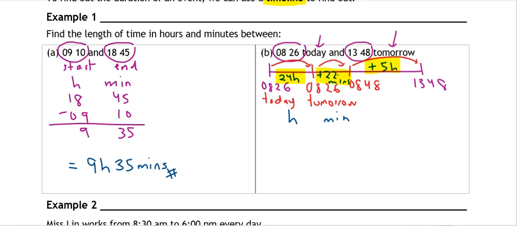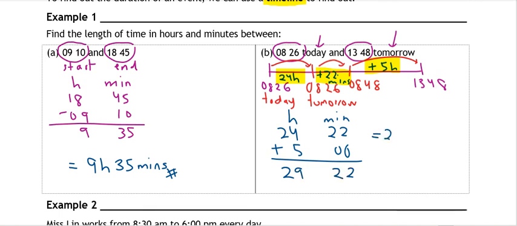Okay, here this is quite easy. You already have the hours and the minutes, so you just put 24 hours and 22 minutes, and you add this with 5 hours and 0 minutes because there are no minutes. So overall you have 29 hours and 22 minutes. So your answer here is 29 hours 22 minutes.